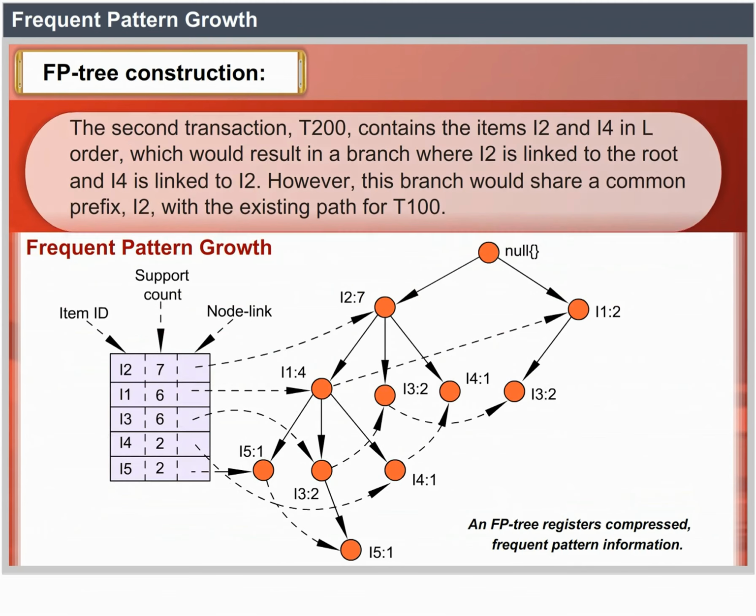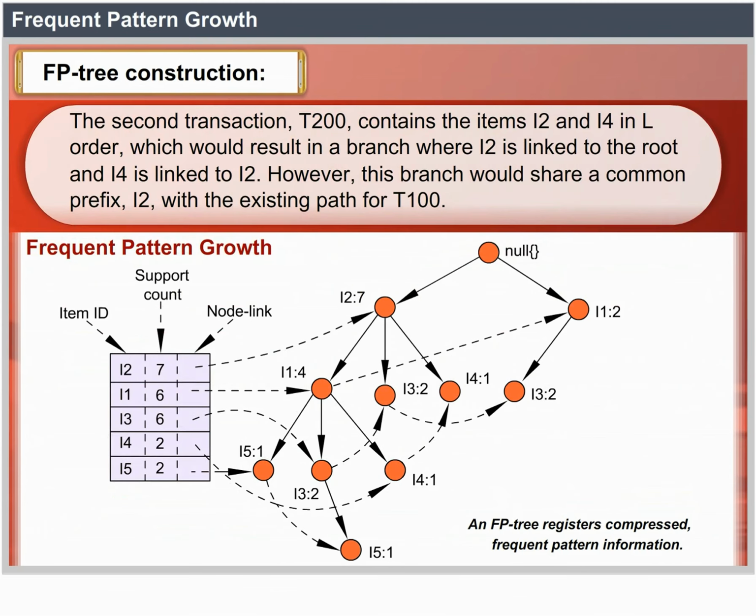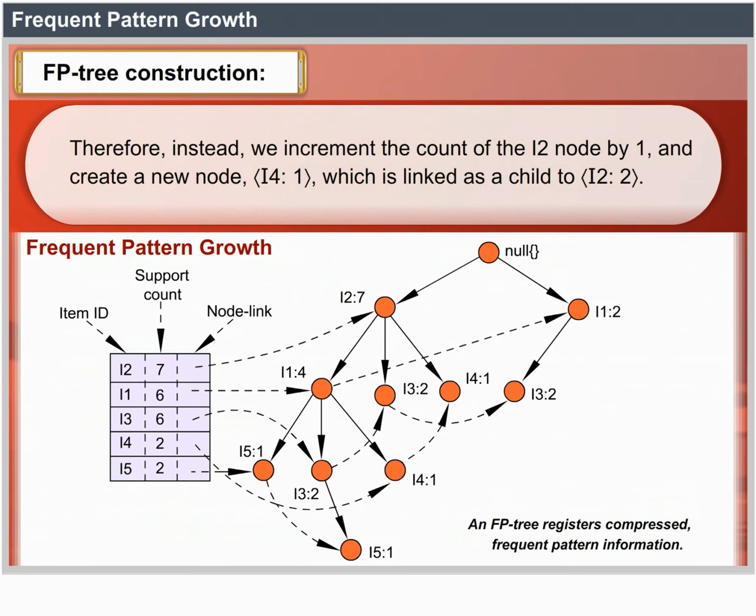The second transaction, T200, contains the items I2 and I4 in L order, which would result in a branch where I2 is linked to the root and I4 is linked to I2. However, this branch would share a common prefix I2 with the existing path for T100. Therefore, we instead increment the count of the I2 node by 1 and create a new node, I4 support count 1, which is linked as a child to I2 support count 2.